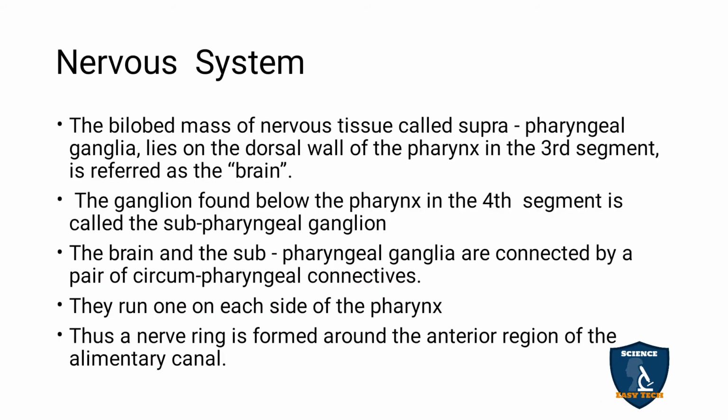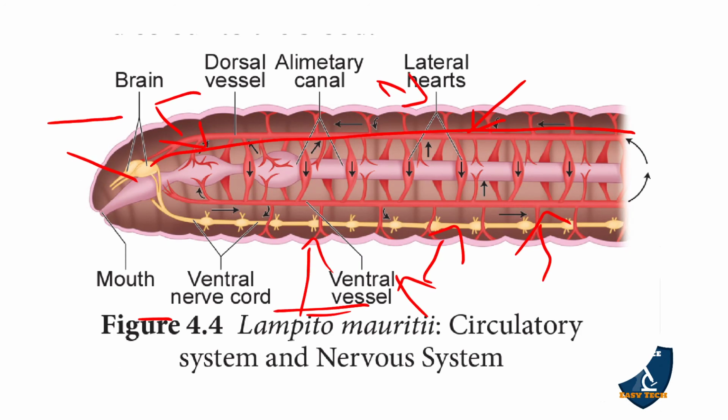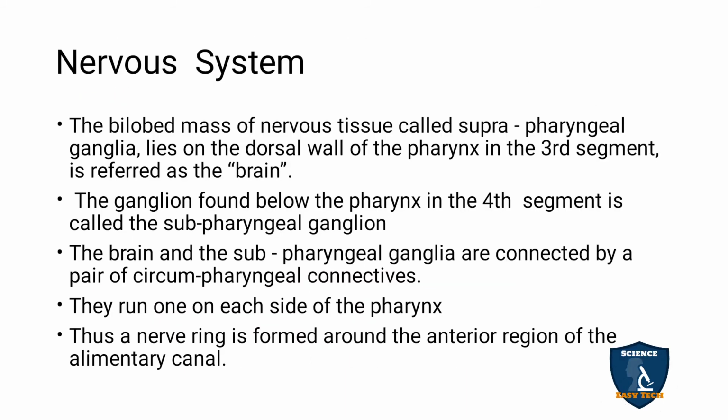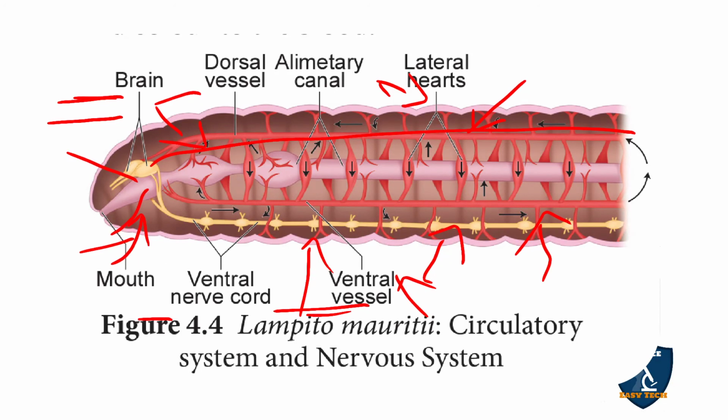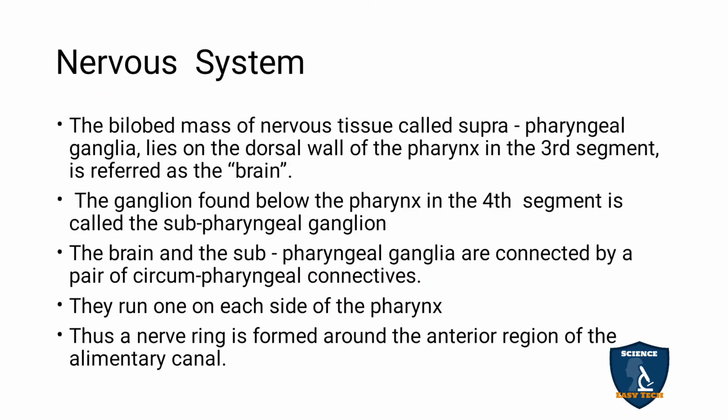The ganglion found below the pharynx is called the subpharyngeal ganglion. The suprapharyngeal ganglion, or the brain, is seen in the third segment, and the subpharyngeal ganglion is seen in the fourth segment. The brain and the subpharyngeal ganglion are connected by a pair of circumpharyngeal connectives. They run one on each side of the pharynx.